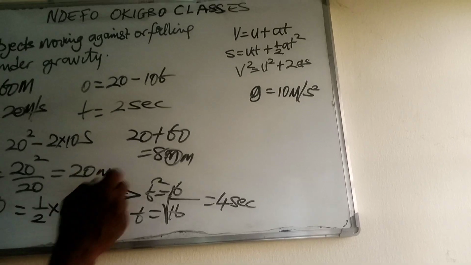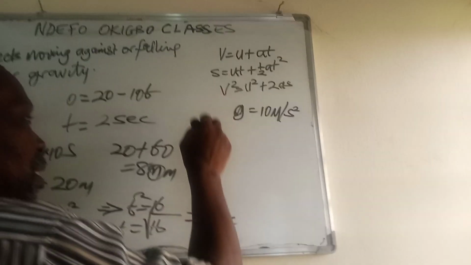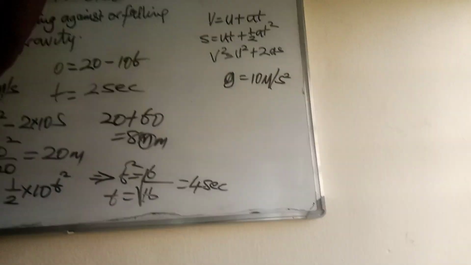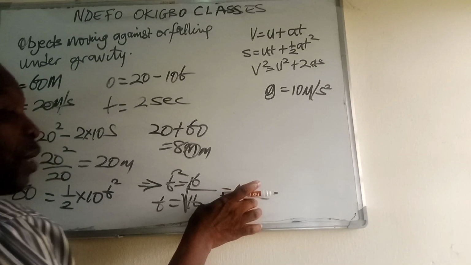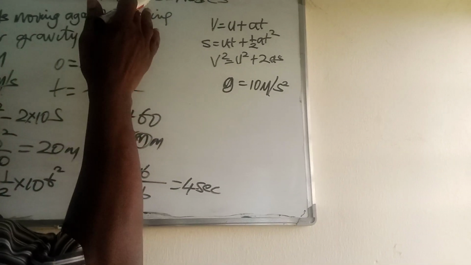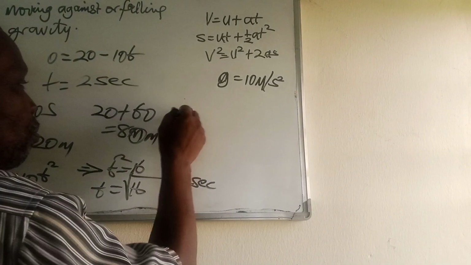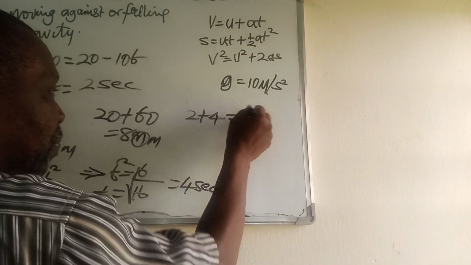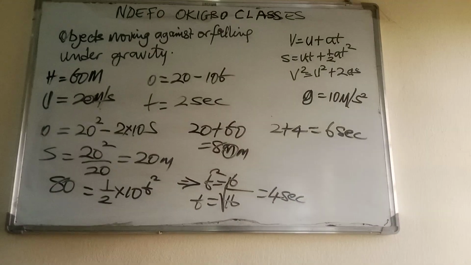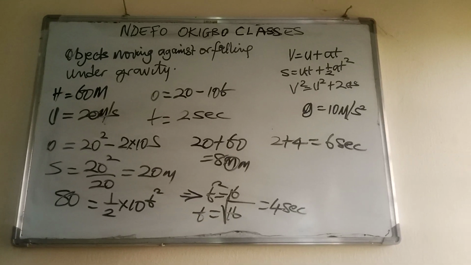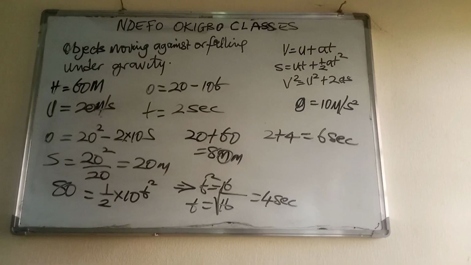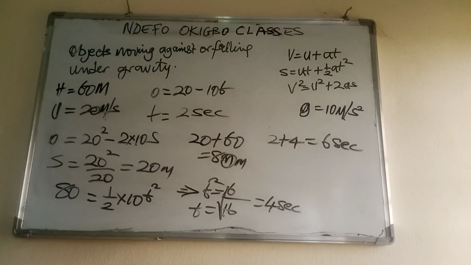The time from the top of the tower to the highest point, he used 2 seconds. From the highest point to the ground, he used 4 seconds. So the whole time he used, right from the hand of the thrower up and to the ground, will be 2 plus 4, which is 6 seconds. He used 2 seconds to move from the top of the tower to the highest point, and 4 seconds to move from the highest point to the ground. The time from the hand of the thrower to the ground is 4 plus 2, which is 6 seconds.